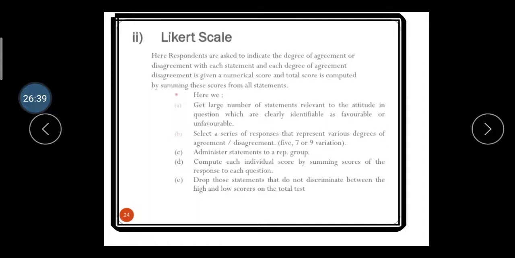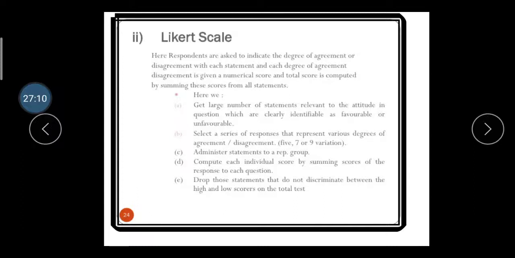Then after, the last scale is the Likert scale. Here the respondents are asked to indicate the degree of agreement and disagreement with each statement, and each degree of agreement and disagreement is given a numeric score, and the total score is computed by summing the scores from all statements. So here, first, get a large number of statements relevant to the attitude in question, which are to be clearly identified as favorable or unfavorable.